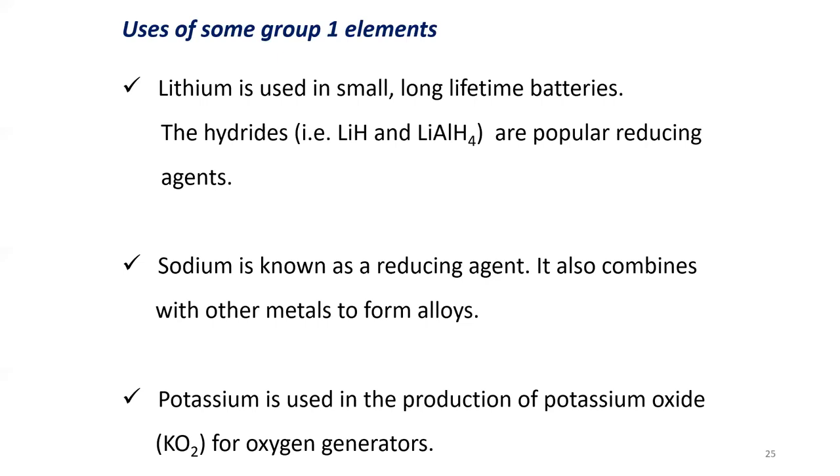Is it because of lithium's slow reaction that it is used to form long-lasting batteries? No. It's not because of that. Most times, lithium's properties come from its small size and its high polarizing power. That is why lithium will behave differently from the other elements. So it's not because of slow reaction.